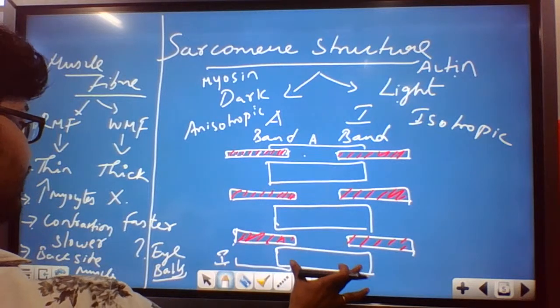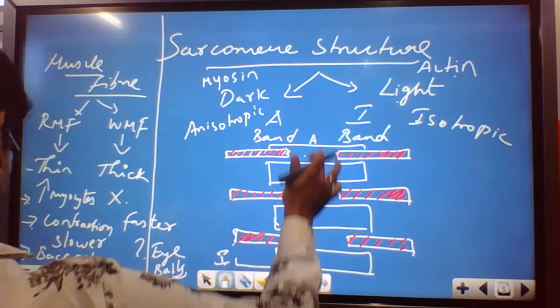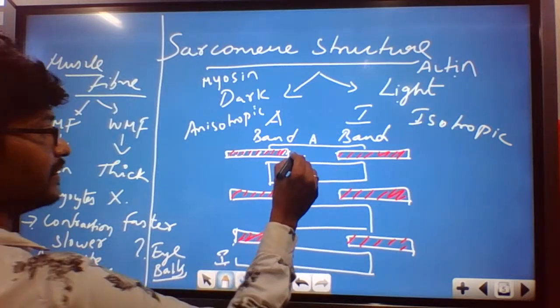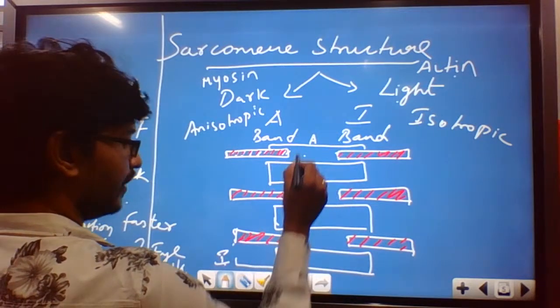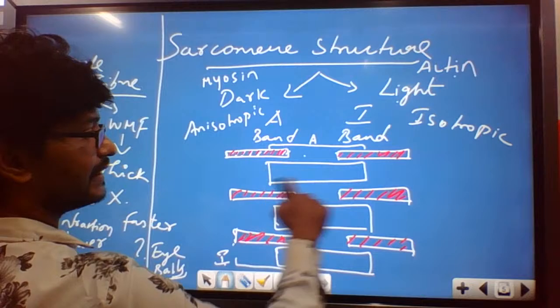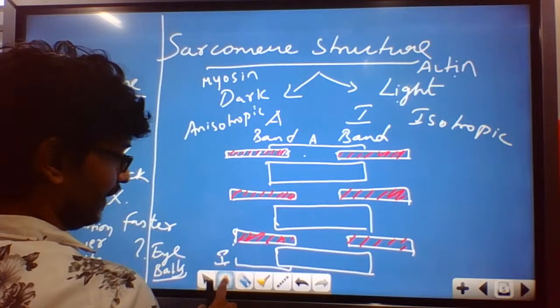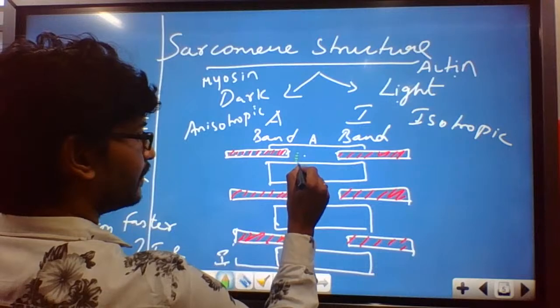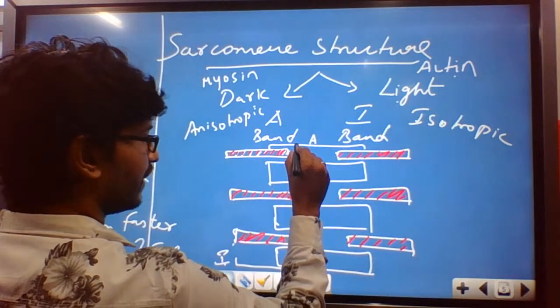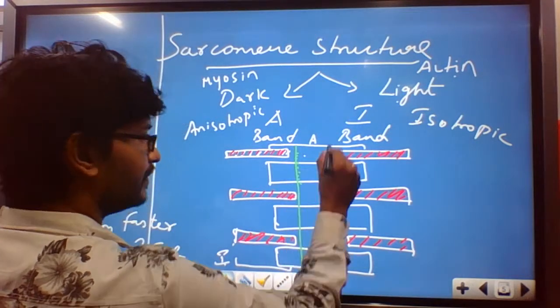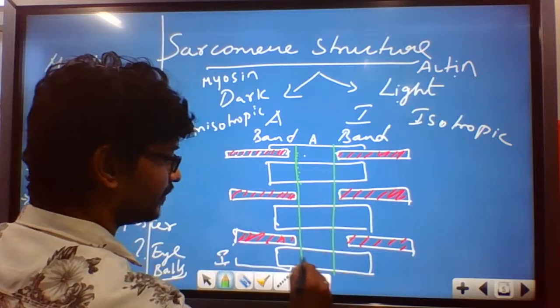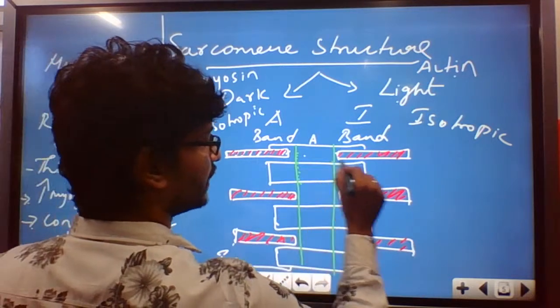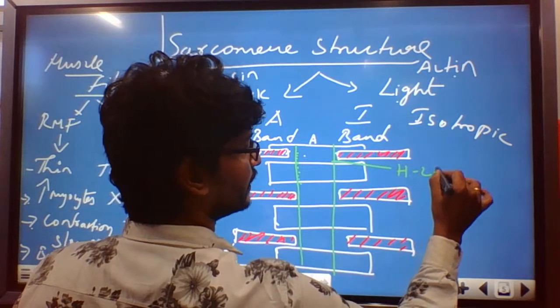Next, we have the A band. I told you, it is the dark region. In the dark region we have something like a line, which is called the H line. This green color is called the H line.